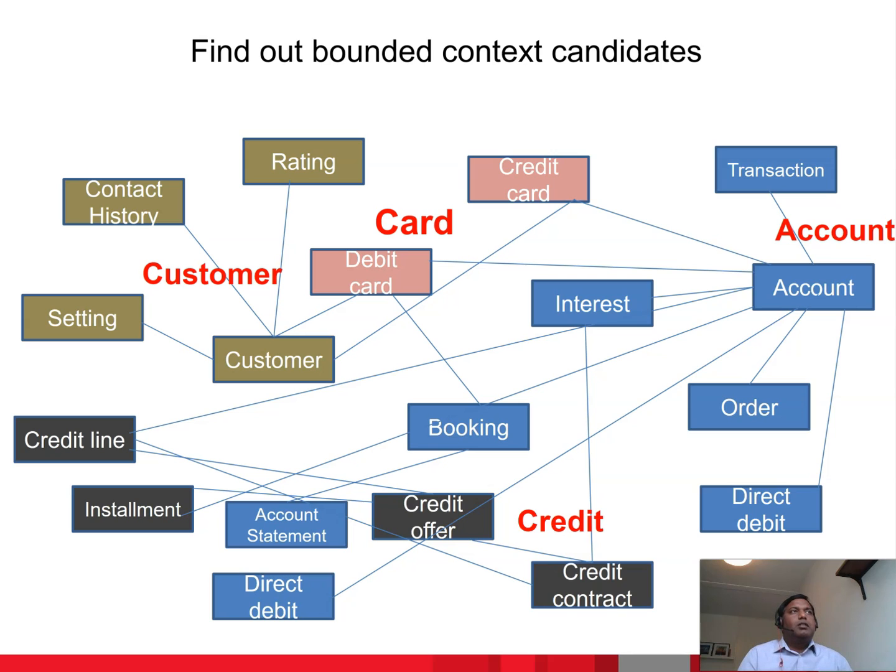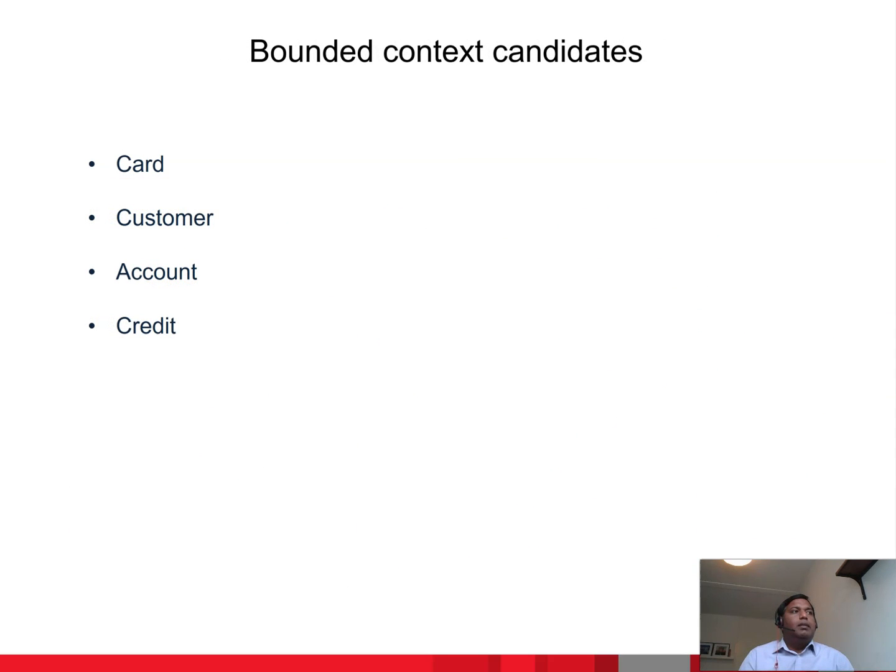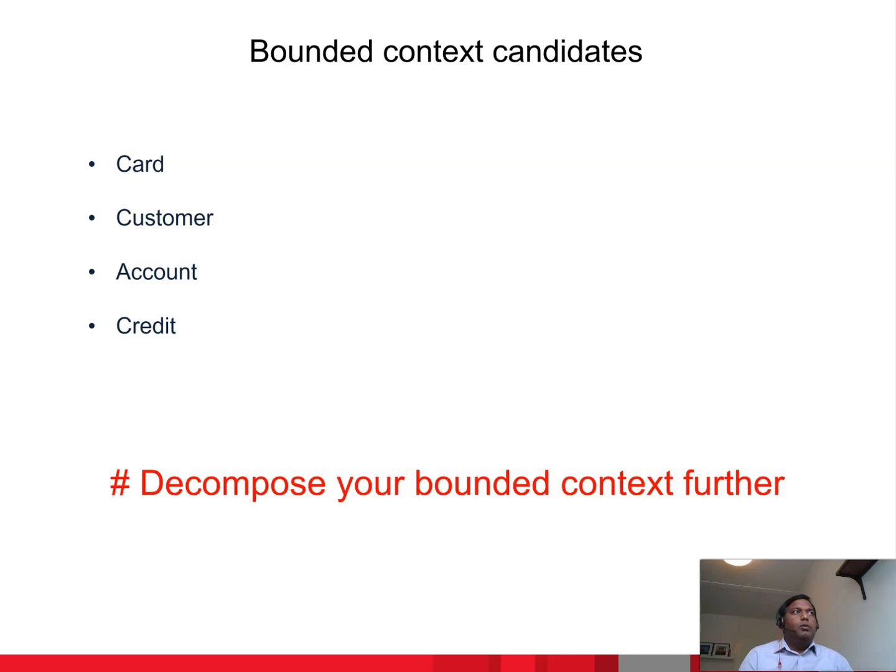So you can say customer, card, accounts, and credit can be good candidates for the bounded context, and other related topics can be good for the subdomain. So now we have identified the bounded context, and now we can go further on. But is it good enough? I mean, are we happy with it?